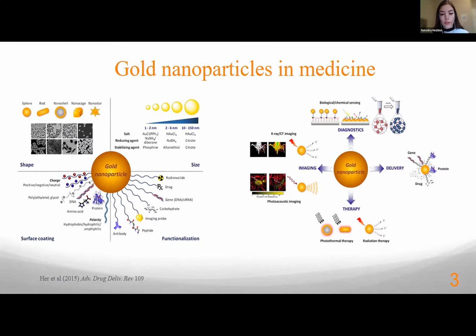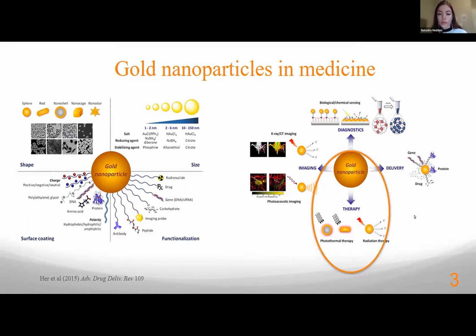We can also adjust the functionalization. As I mentioned, we can use it for drug delivery, but here we can attach to the outside of the nanoparticle a drug or a radionuclide, or we can even attach an antibody that would be complementary to our target for improved targeting. And we can also customize the surface coating, so we can affect the overall polarity or charge of the nanoparticle for improved targeting. So it has a lot of different applications, such as imaging, diagnostics, and delivery, but our main focus is more on therapy.